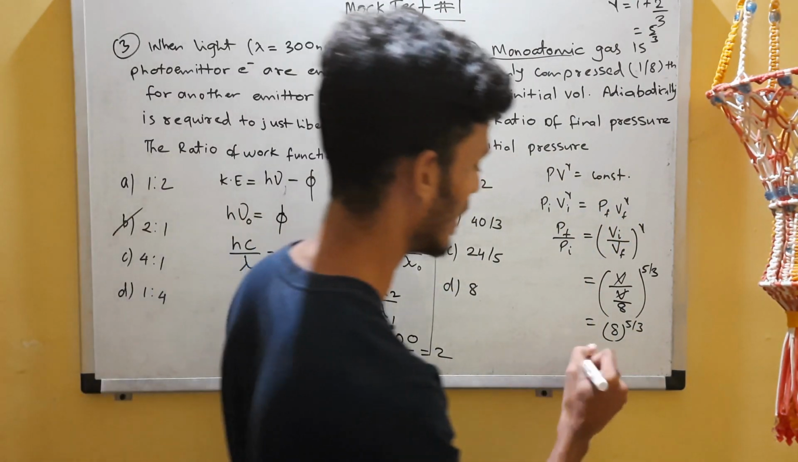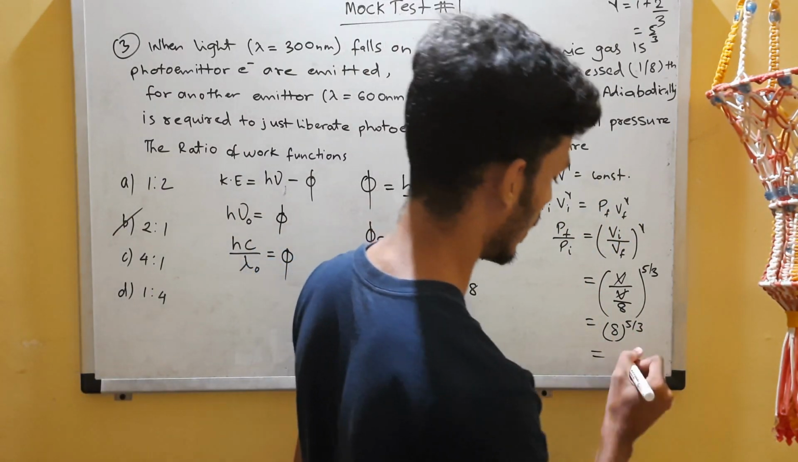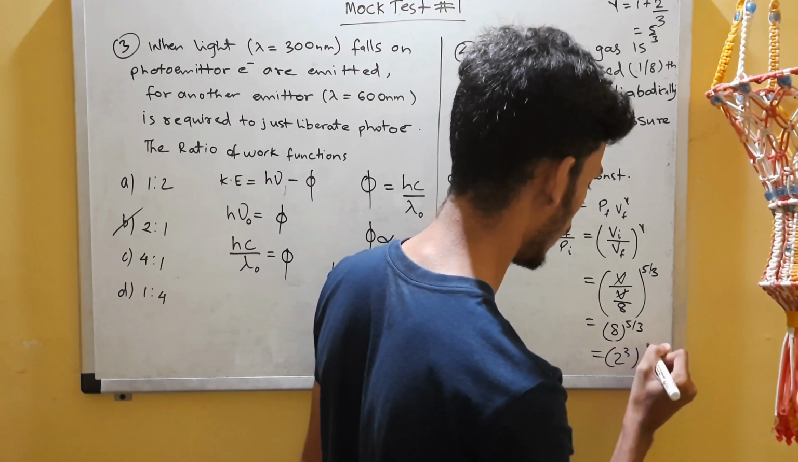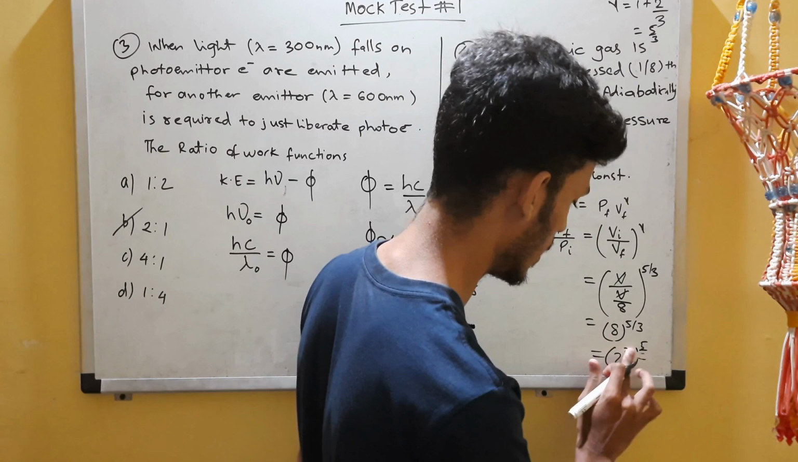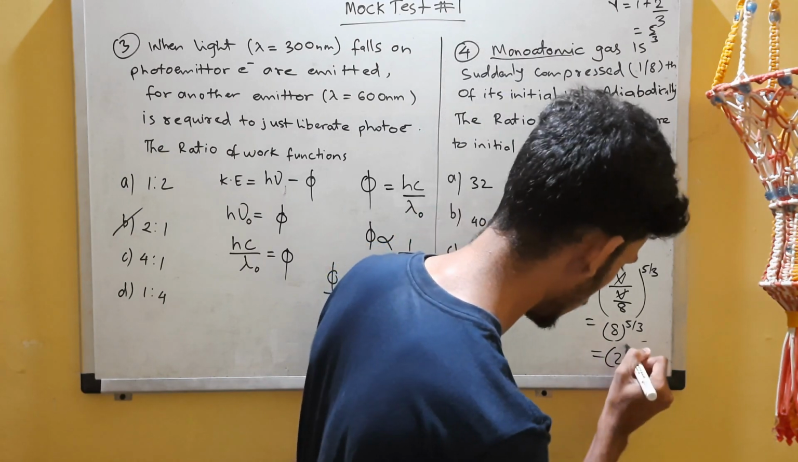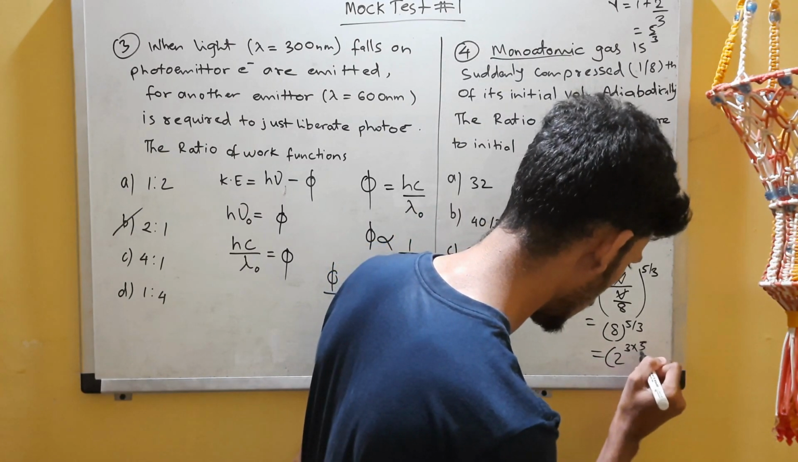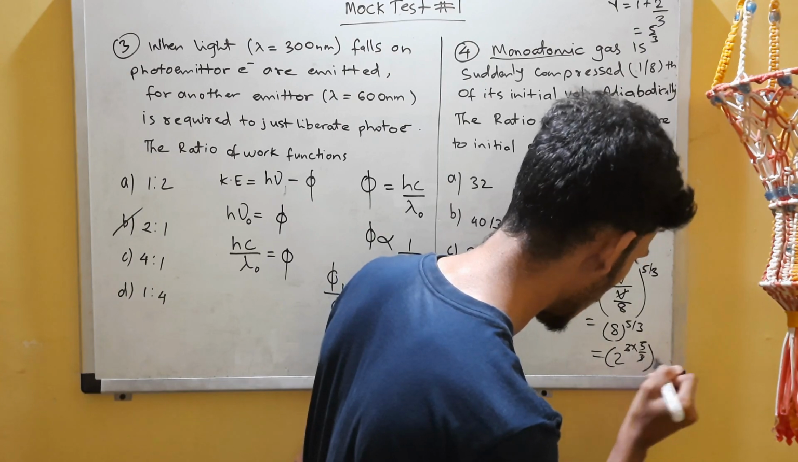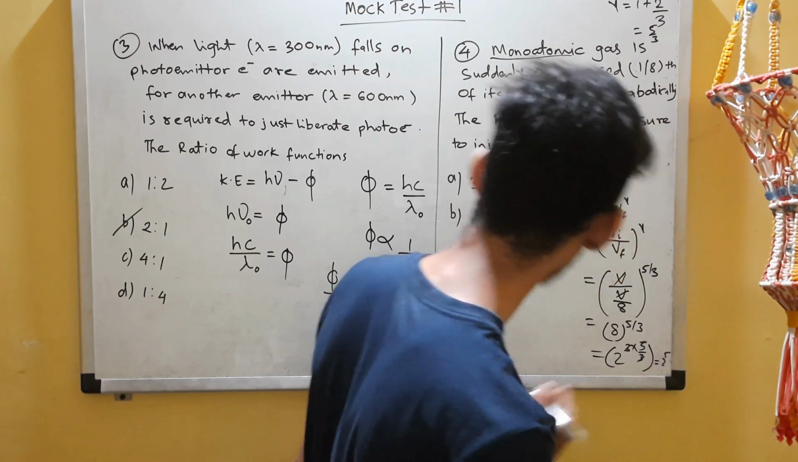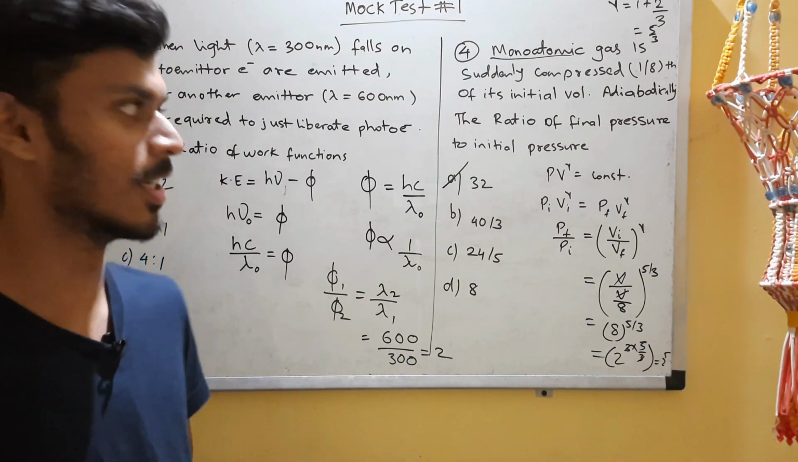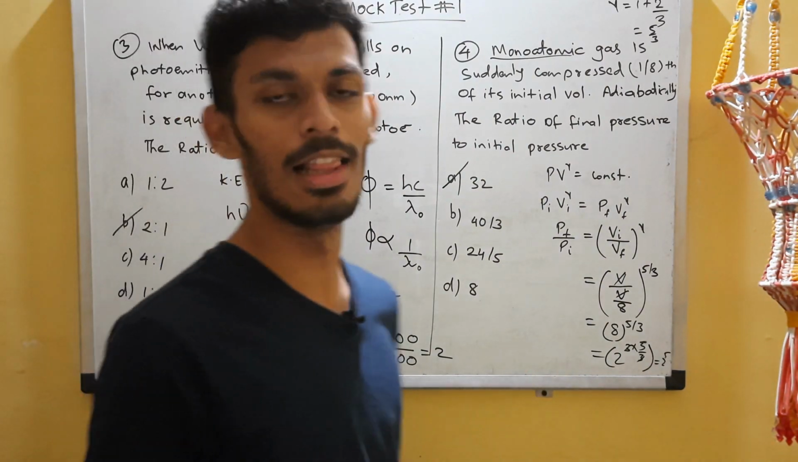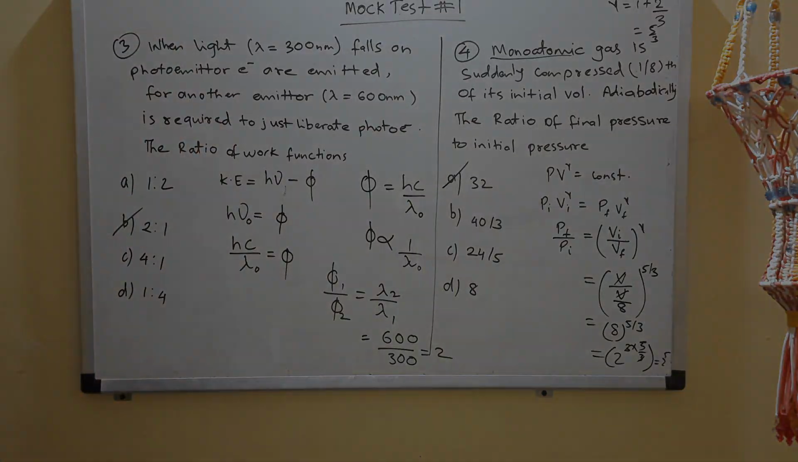It's actually very simple. 8 is nothing but 2 raised to 3, and we have 5 by 3. So this will basically multiply, this and this will cancel, and we get 2 raised to 5, which is nothing but 32. So option A, 32, is the correct choice over here. So 2 simple questions. Let's move to the next set of questions now.